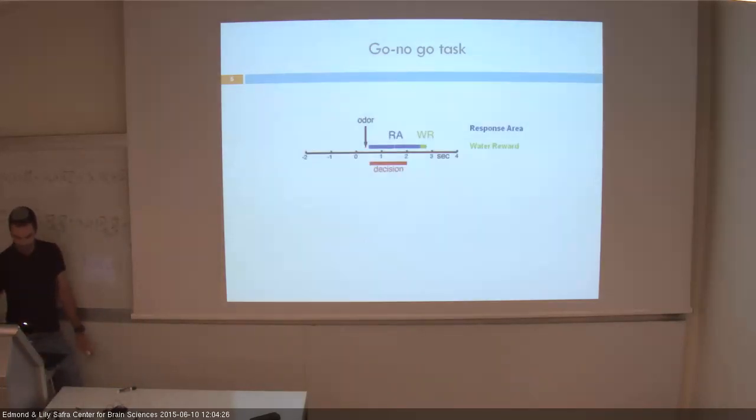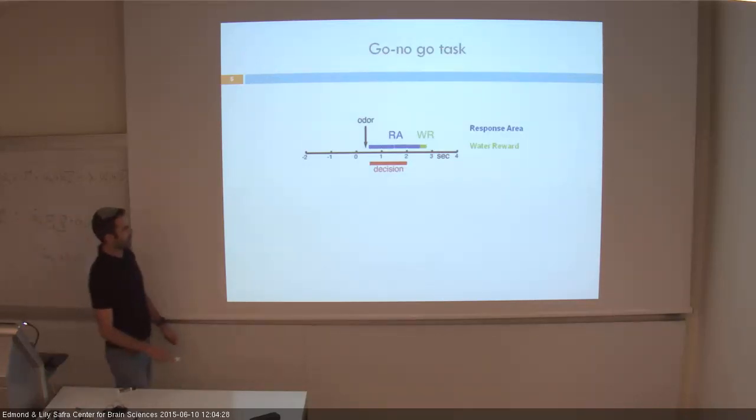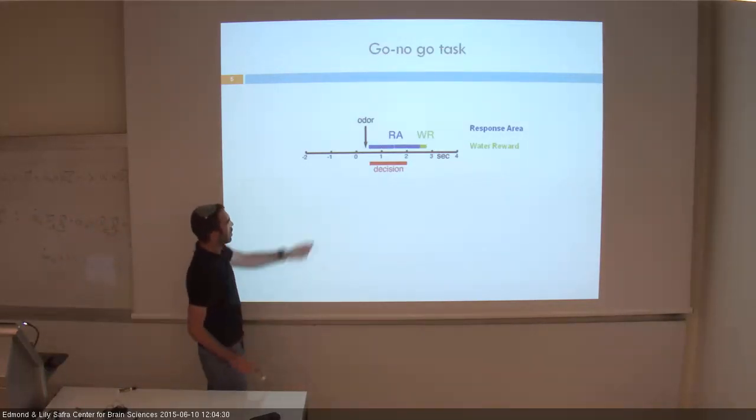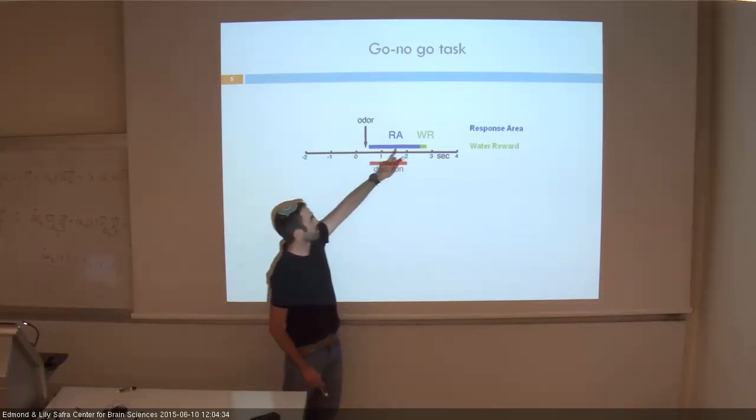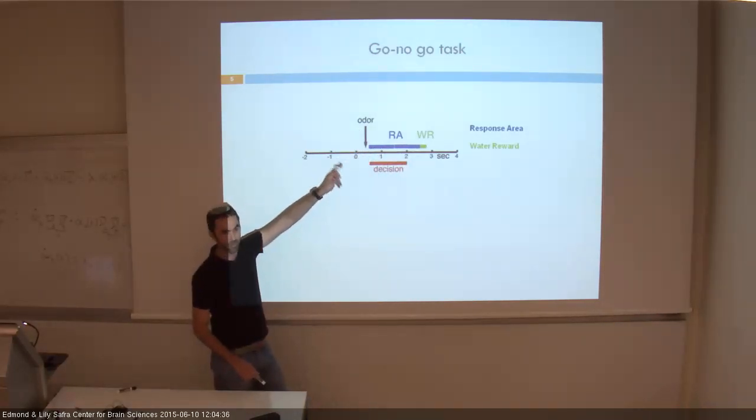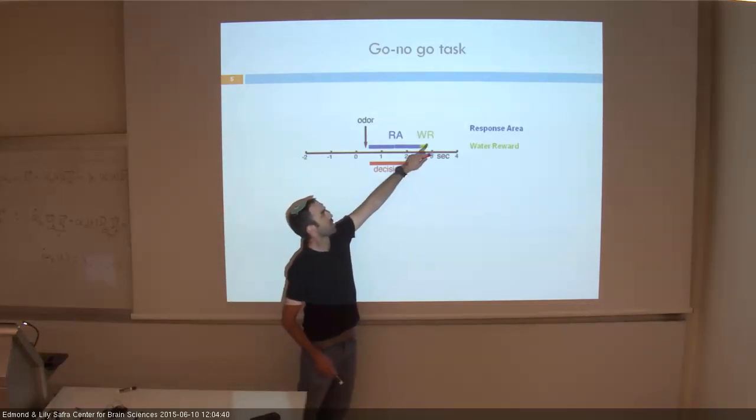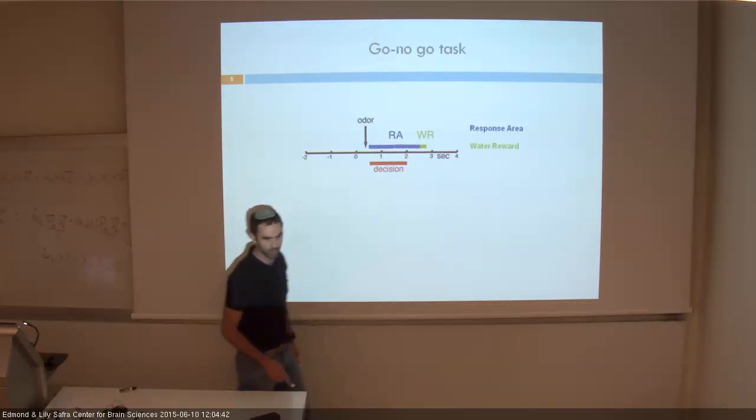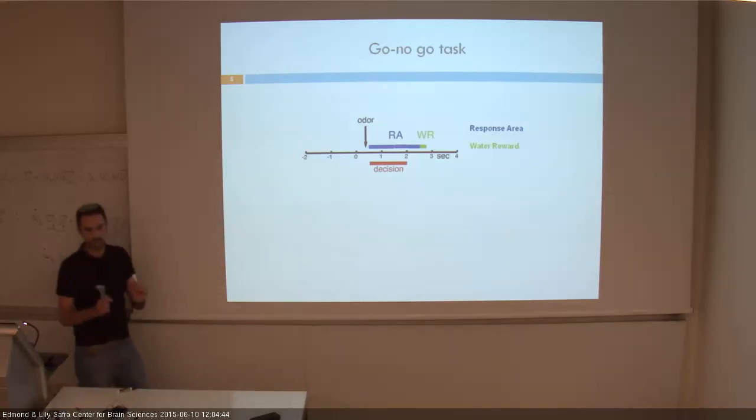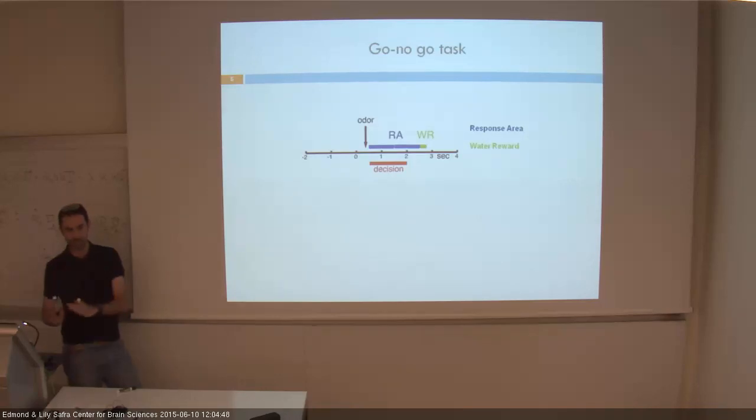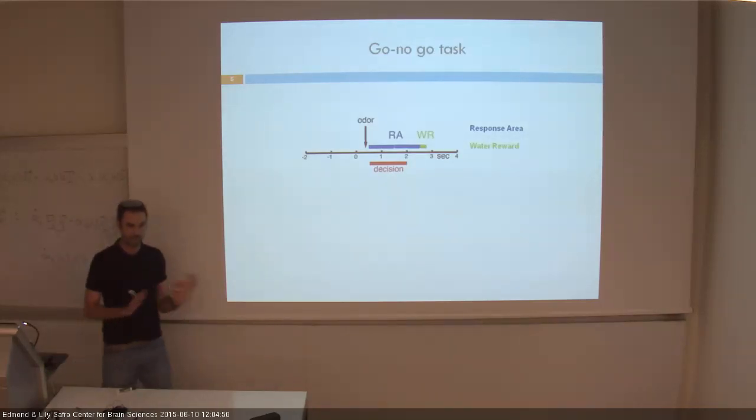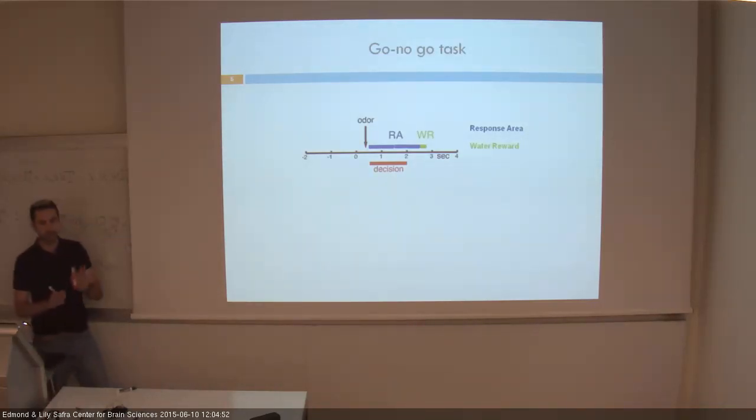Okay? So here's the time course of how it works. Around time 0 comes in the odor. Then it's the response area. He needs to decide what kind of odor it is. Is it rewarded or unrewarded? And if it's a rewarded odor, he gets the water, the water reward period. Okay, so he needs to decide. If it's rewarded, he needs to lick. If it's unrewarded, he doesn't lick. The task is clear. He needs to learn to discriminate between rewarded odors and unrewarded odors.